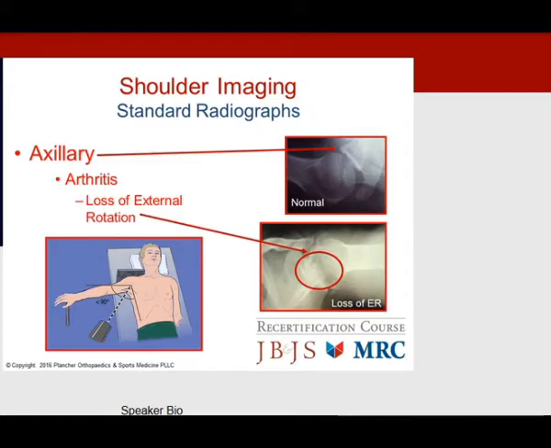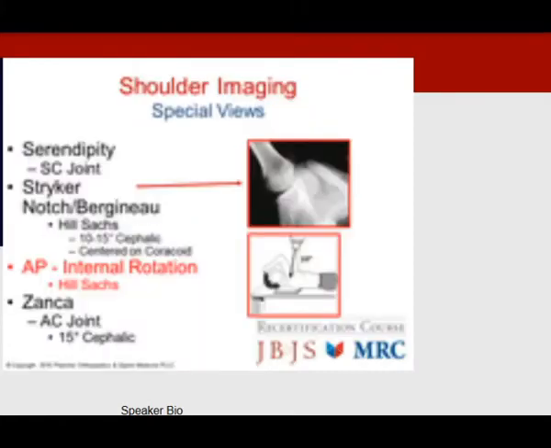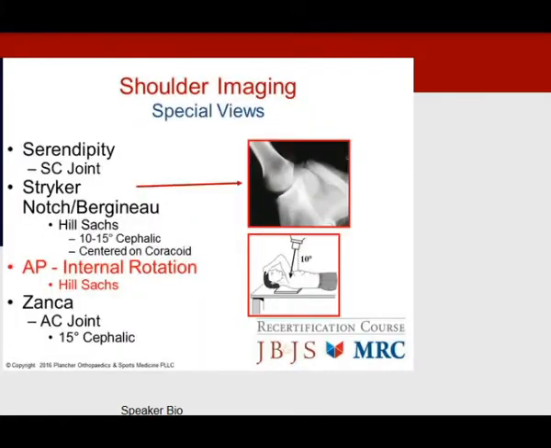Obtaining an axillary view is not as difficult if you abduct the arm, perhaps tell the patient to hold an IV pole, and then it can be obtained. Specialty views like a Bergenot view or a Stryker notch can help you to detect the Hill-Sachs lesion, so important as we'll talk about, and in an AP internally rotated position, the Hill-Sachs lesion becomes evident. When talking about the AC joint, obtain a Zanka view at 10 to 15 degrees cephalad.